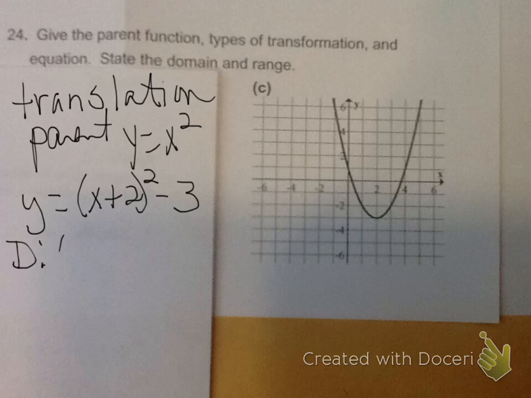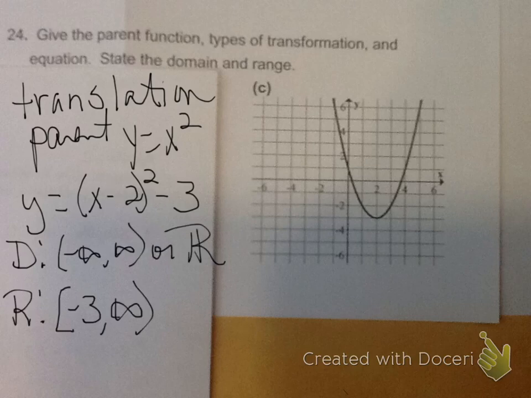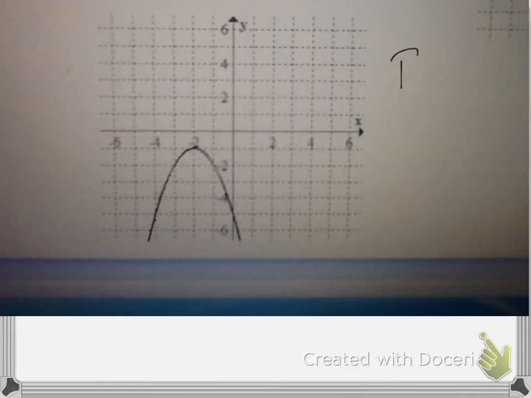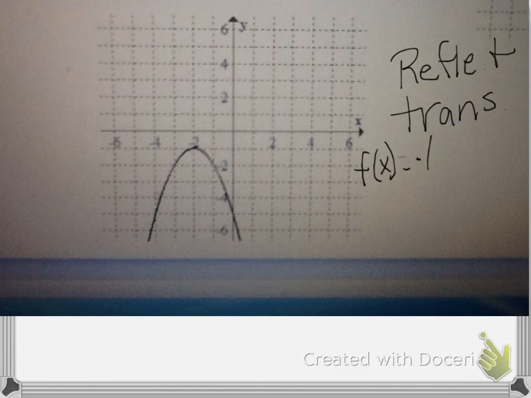Now remember, when it's a shift, a slide to the right, it should be x minus 2, and then the square is outside. And this is a reflection, so we put a negative outside.